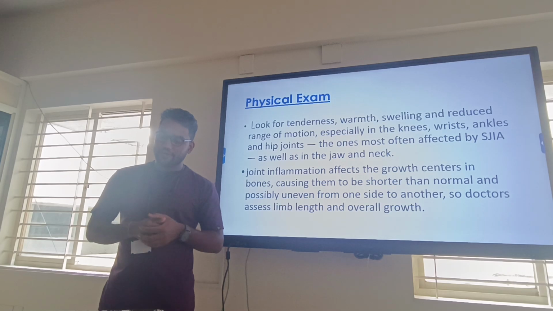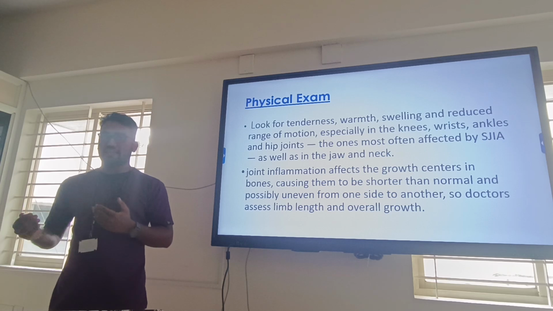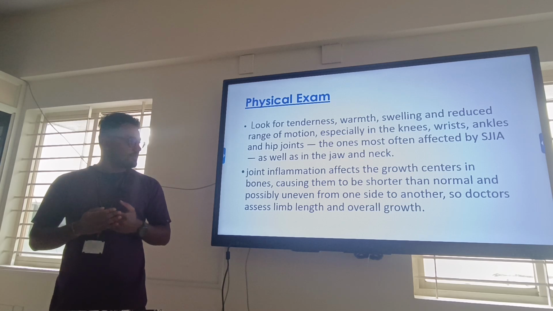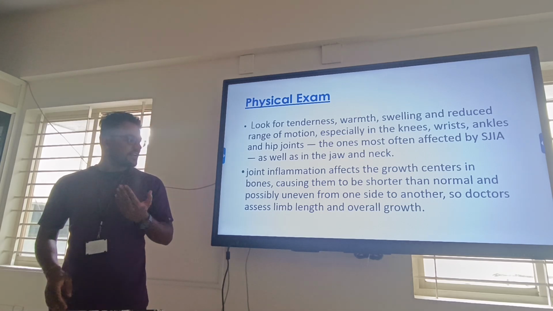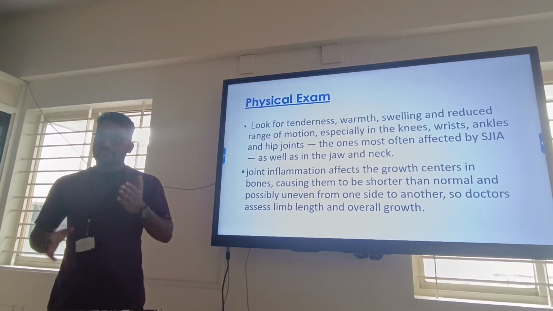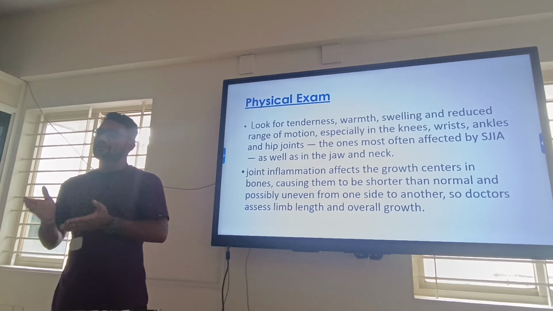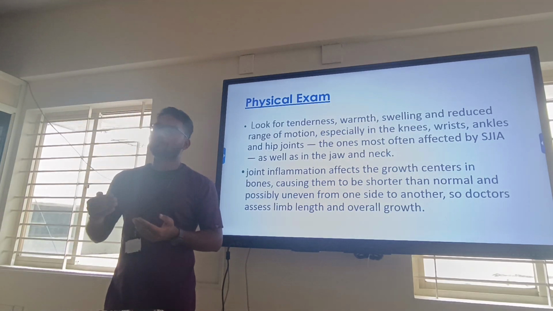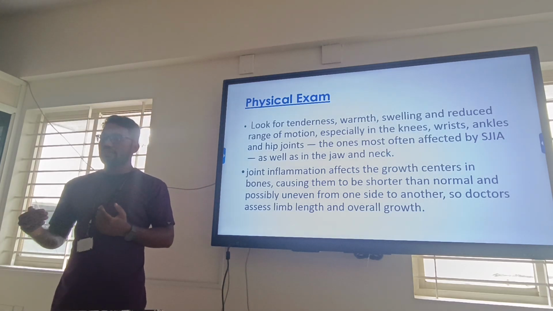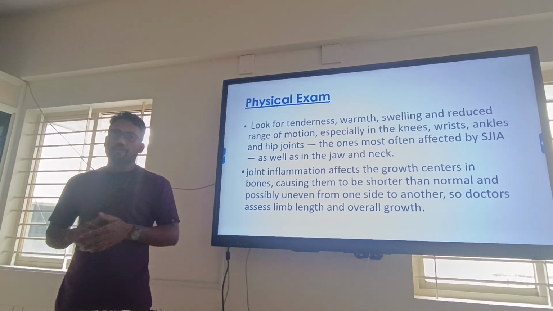After that, with joint inflammation, if the joint is affected in the patient, bone growth is retarded, because chronic inflammation will retard the growth of the bone. So the limb length and the overall growth of the child are also measured. Let us suppose the right leg is affected with SOJIA, then the growth of the right leg will be less. The left leg will grow normally, but the right leg will have less growth. From there we can say that uneven growth is there.